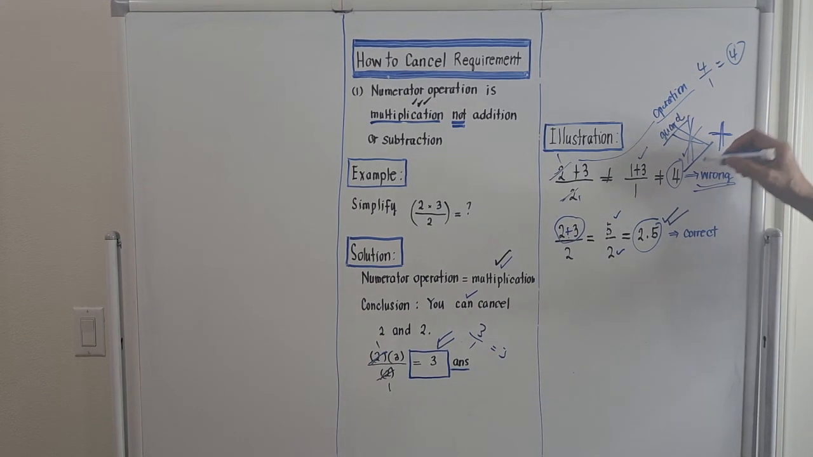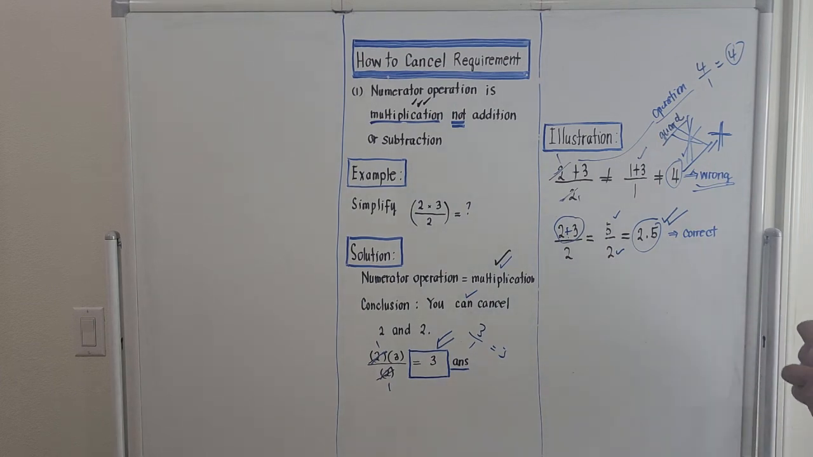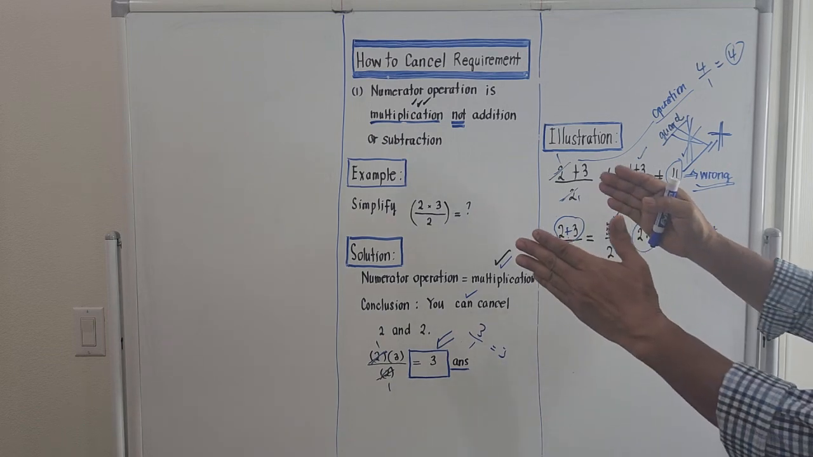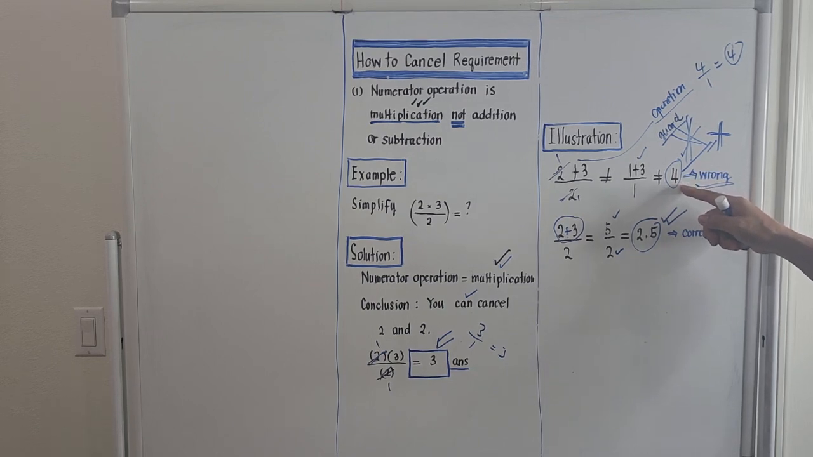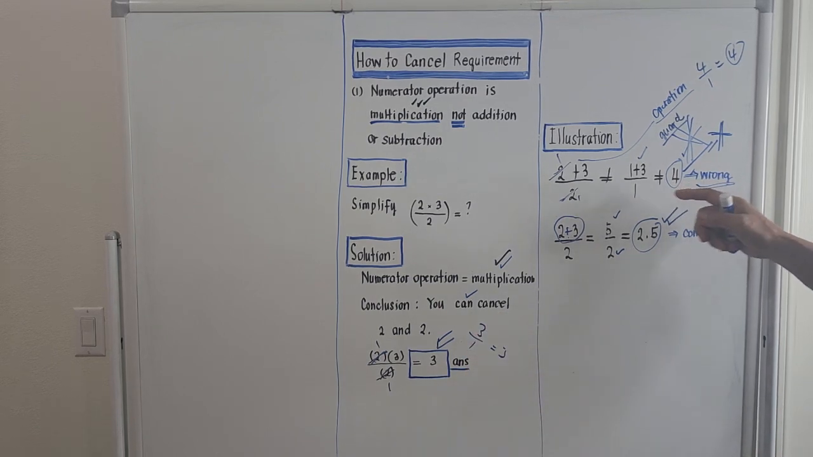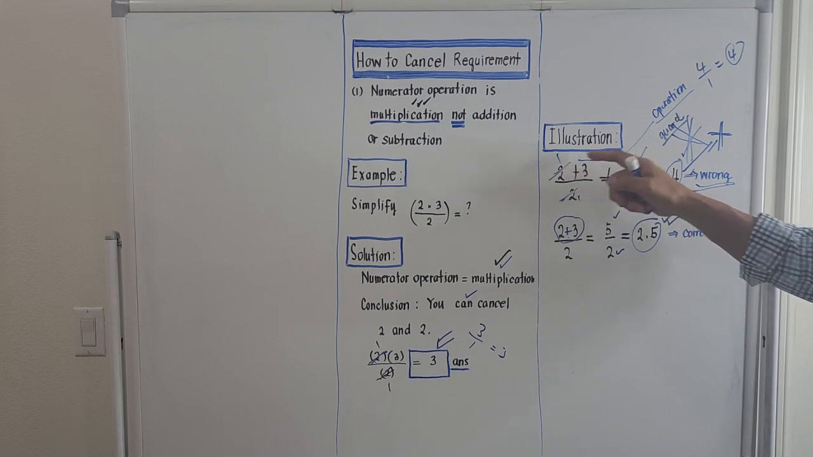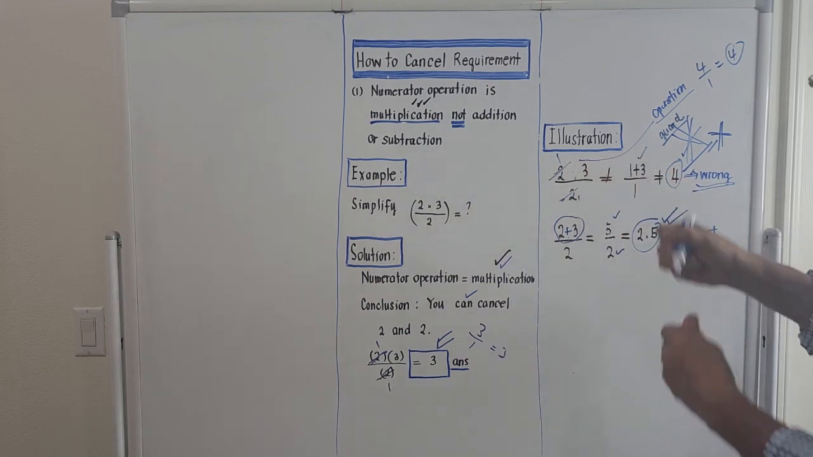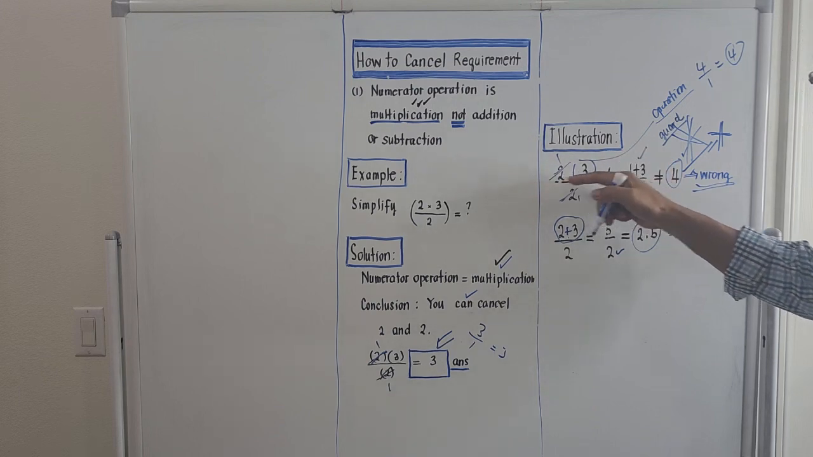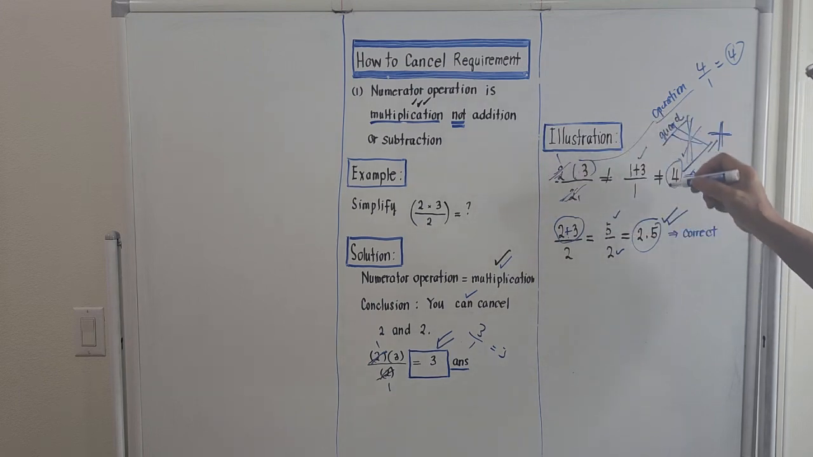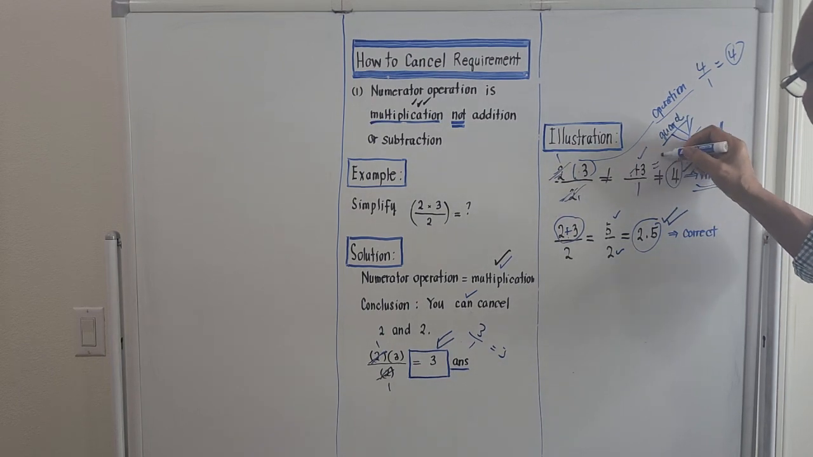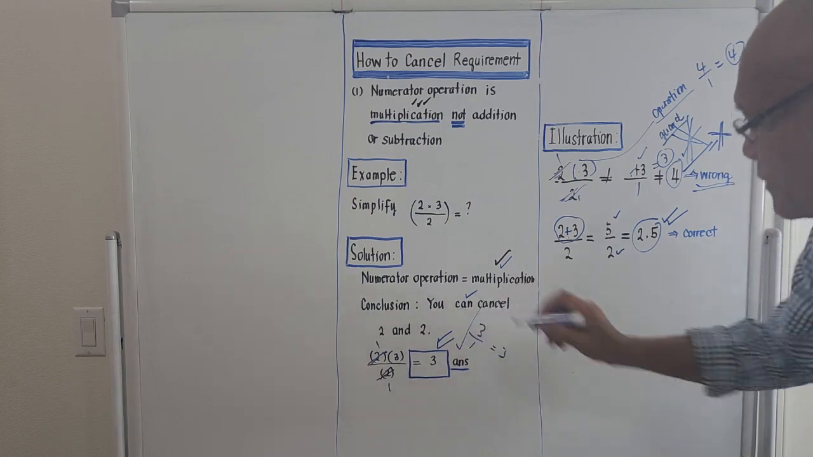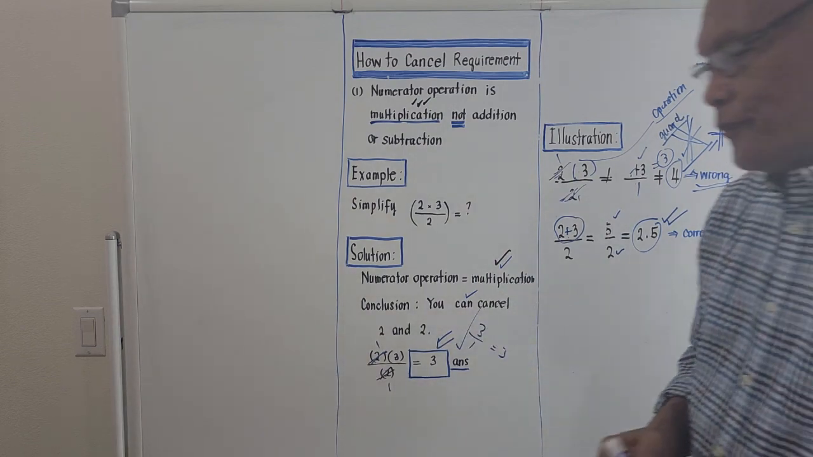This is wrong, because obviously, 2 plus 3 is 5 divided by 2 is 2.5. But according to your wrong cancellation process, your answer is actually 4. It's really wrong. That's why the requirement is that if the operation in the numerator is multiplication, they are not attached with each other, you are free to cancel. So what will come out will be 3 over 1 or equal to 3, same as this one. That's it, guys.